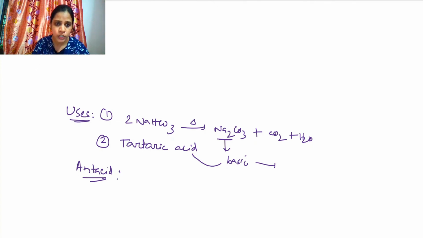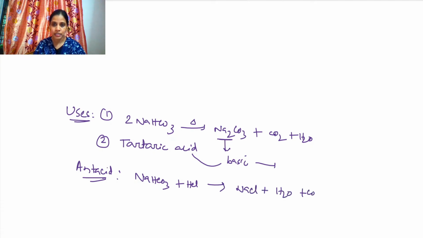What is the function of sodium hydrogen carbonate? This sodium hydrogen carbonate reacts with the HCl, which is already generated in our stomach, and forms sodium chloride, water and CO2. Now, you know sodium chloride is a salt which has no acidic effect. So in this way we get relief from acidity. Third, we can use sodium hydrogen carbonate as a fire extinguisher.